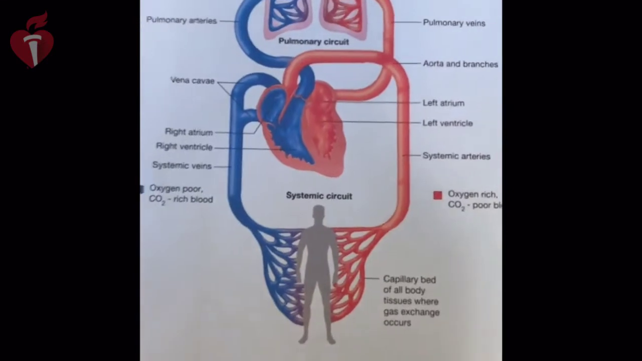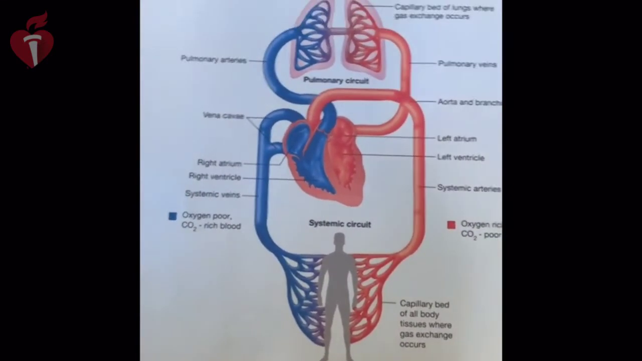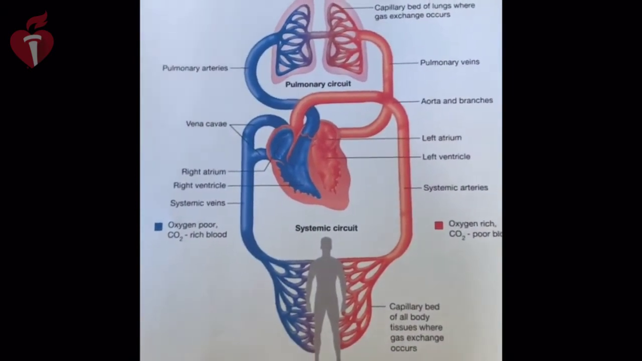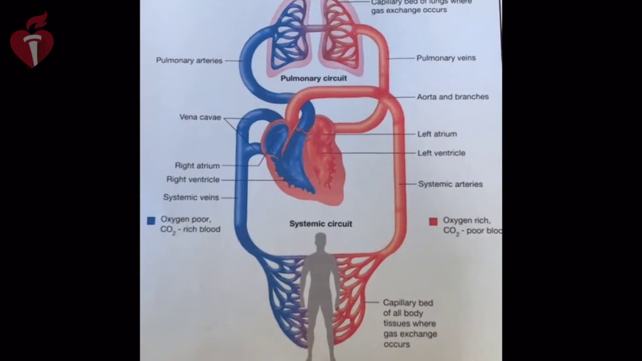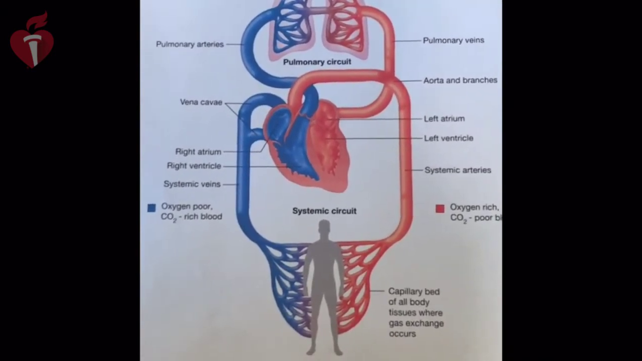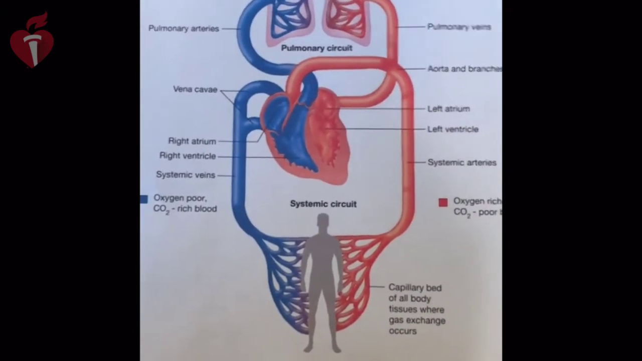So now that you have a little bit of an understanding of the way the blood flows through the heart, I just wanted to give you this picture because I think it is a really good overview of everything that's happening at once with the circulation of the blood through the heart. Because there are two circuits that we like to think about, right?